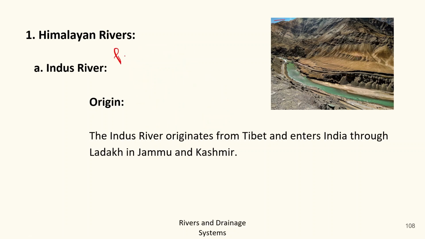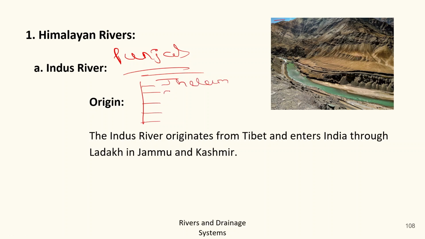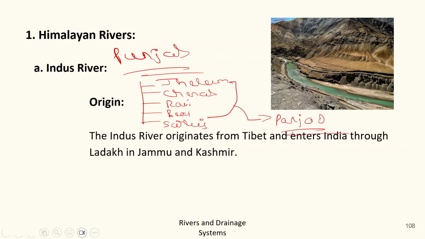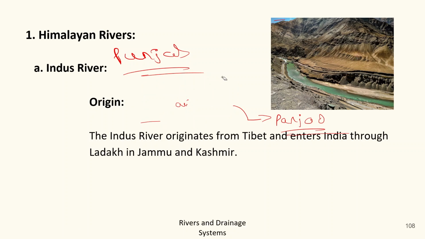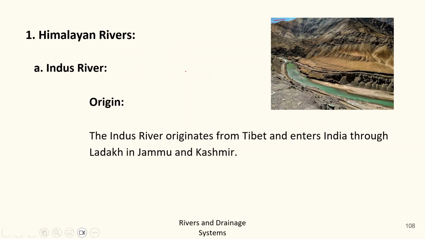Thereafter, the second division is the Punjab division, where it has five main tributaries: Jhelum, Chenab, Ravi, Beas, Satluj. And these five rivers make Panjnad. Got it? Now let's have a look at the origin of these five tributaries.